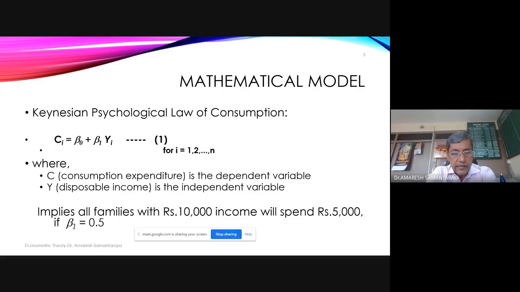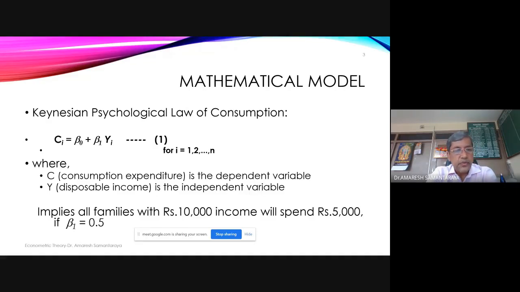So 1 can be Abhirami, 2 can be Adora, as per the chronology in which your name appears in the attendance register. Similarly, YI may be the current income or disposable income of a student. Then this equation CI is equal to beta 0 plus beta 1 YI denotes the Keynesian consumption function.